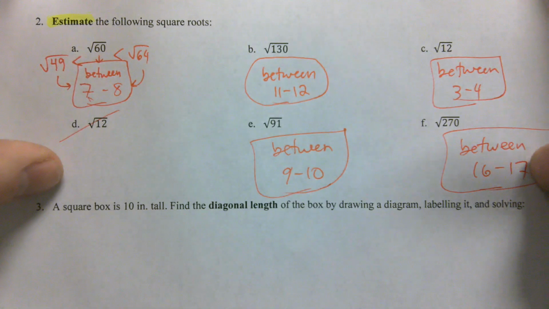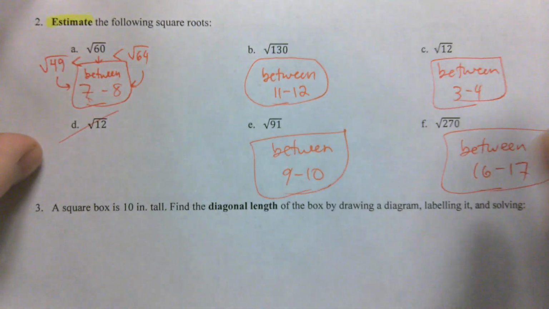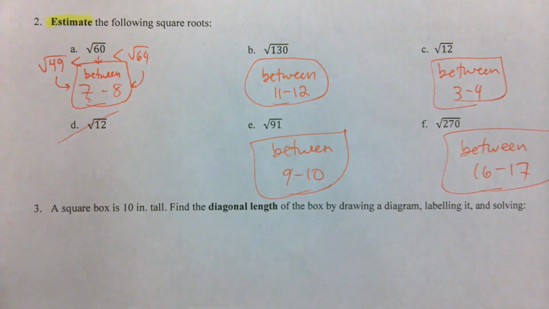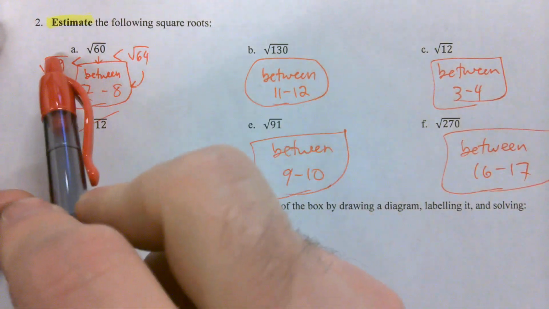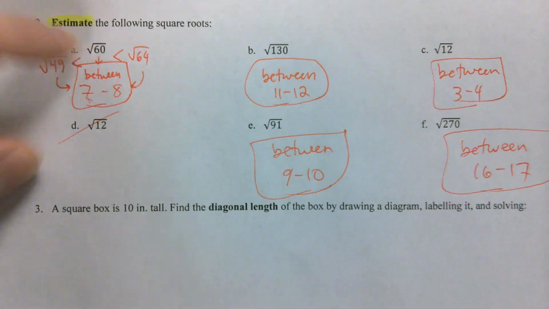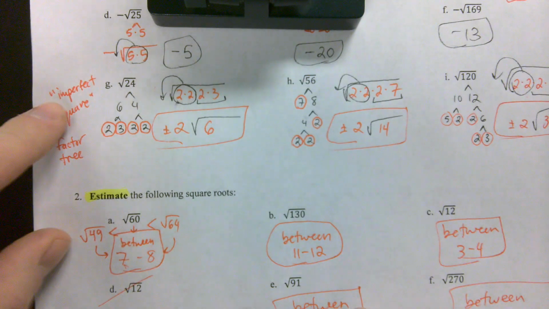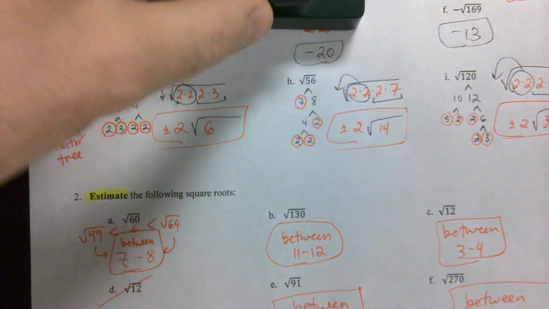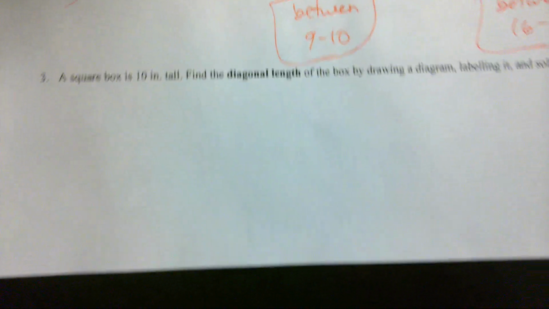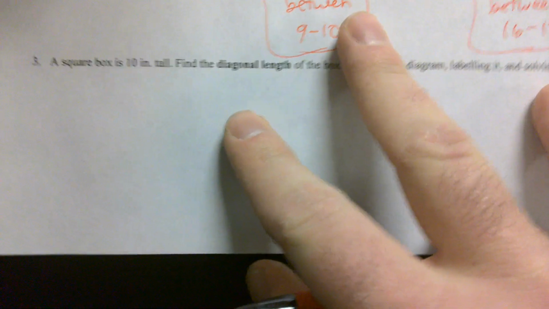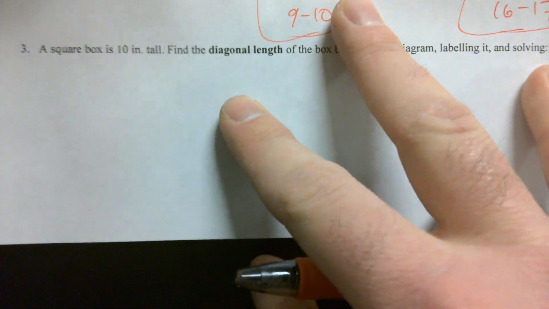Questions I could answer on the estimating? Okay. Again, you got to make sure you're reading the directions, because on the test, a question that says estimate a square root and simplify a square root, the question is going to look the same. You got to make sure you're reading the words. Okay? Number 3, our word problems.